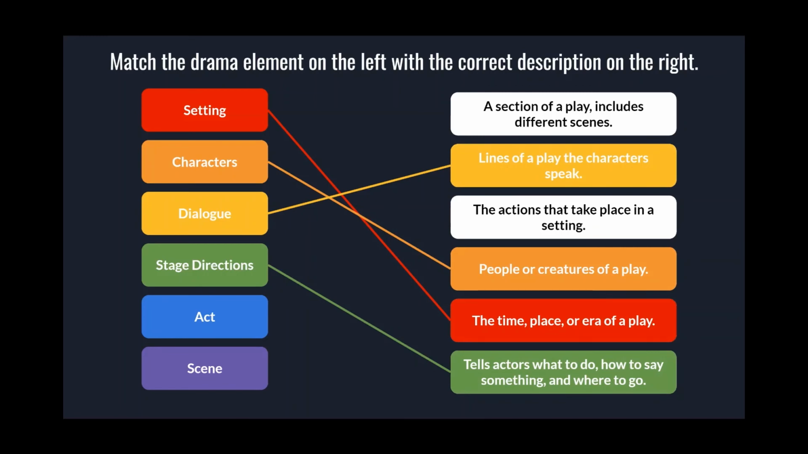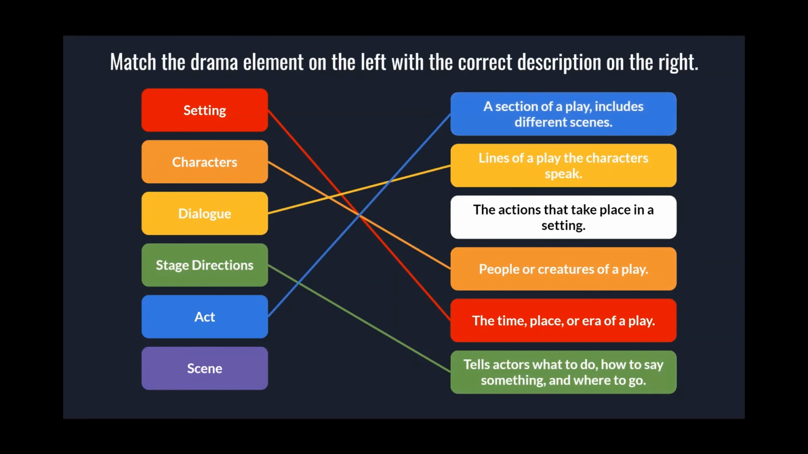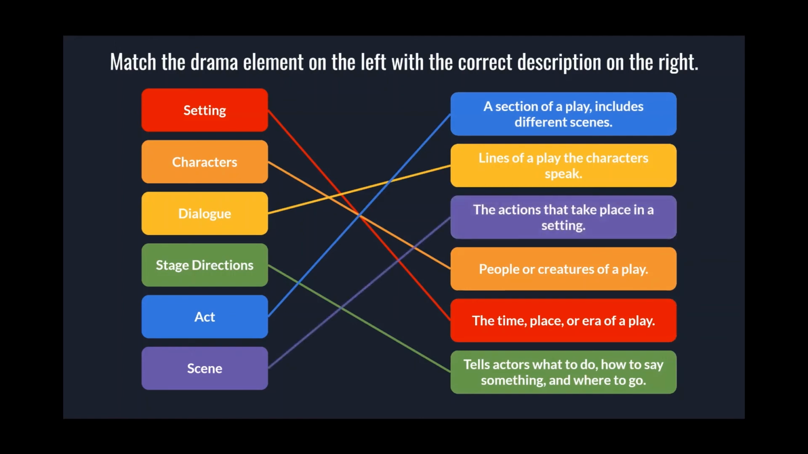Act, remember, we just had the description or definition. We didn't have an example of it. An act is a section of a play that includes different scenes, right? And the last one is the only remaining answer. A scene is the actions that take place in a setting. All right? Hopefully you got those all right, right?